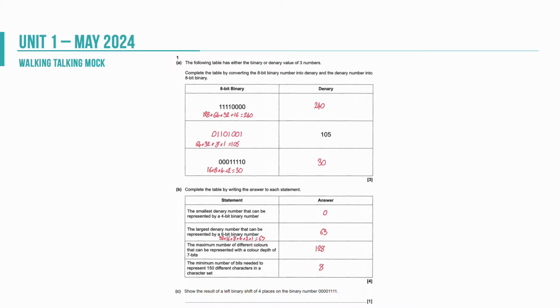The largest denary number that can be made by only 6 bits is 63. Maximum number of different colours that can be represented with 7 bits, it's 128. And the minimum number of bits needed to represent 150 different characters in a character set is 8. 7 would be 128, so it needs to be one binary number higher than that.